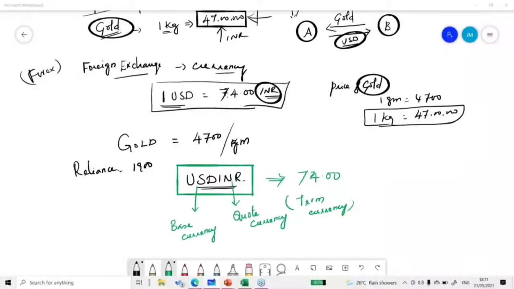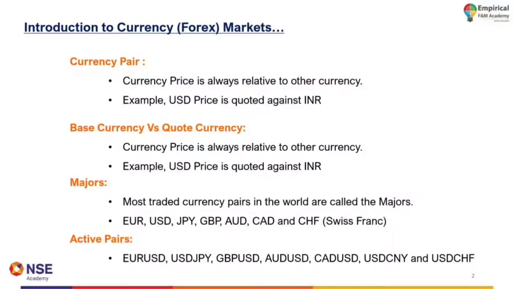So there's a small understanding which is required to know more about derivatives products. When I say currency pair, the currency is always talked about in terms of relative to another currency. Number one, that's what we have talked about: USD prices are all quoted against INR. So we start writing USD INR. Currency price is always relative.